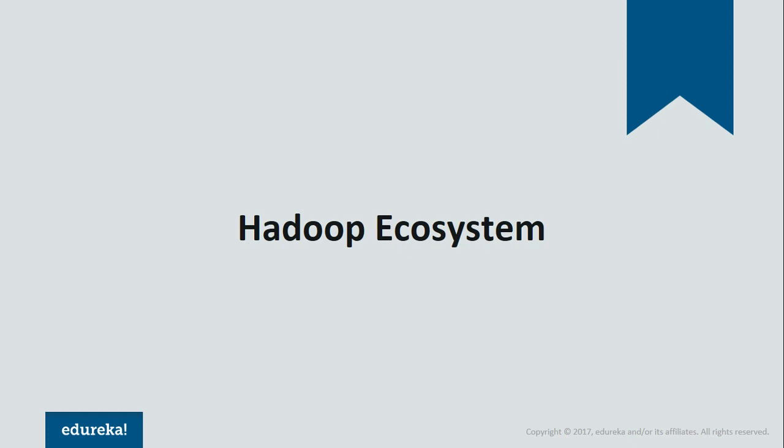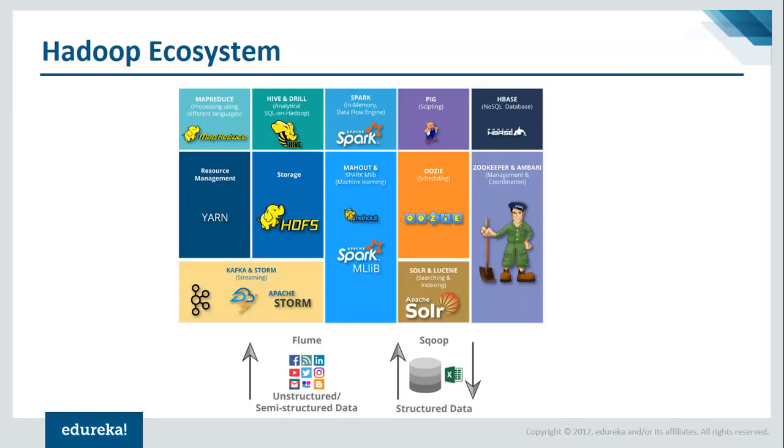So let us take a look at those tools that make up the Hadoop ecosystem. These are the various tools that are used extensively nowadays with Hadoop. I've already told you about HDFS and Yarn. HDFS is the storage unit of Hadoop and Yarn is the processing unit. Similarly, MapReduce is nothing but the older version of Yarn that is also used for parallel processing of data. Then we have got Hive and Drill for analytical SQL on Hadoop, and we've got Apache Spark, which is now the most popular tool that is used for real-time processing of data.